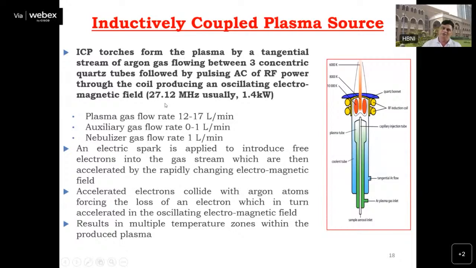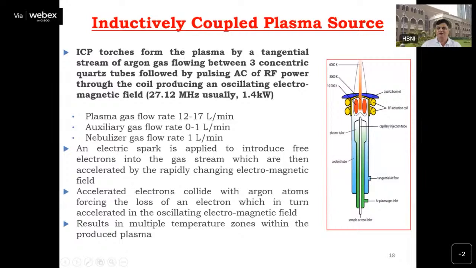Generally, there are two types of radio frequency that are used. One is 27, the other is about 47 megahertz. So both are okay. One cannot say which is better. But some of the companies say that my plasma is more stable because I am working on 47, some say 27. But actually, there are not many issues. So you can use both the 27 as well as the 47 megahertz.